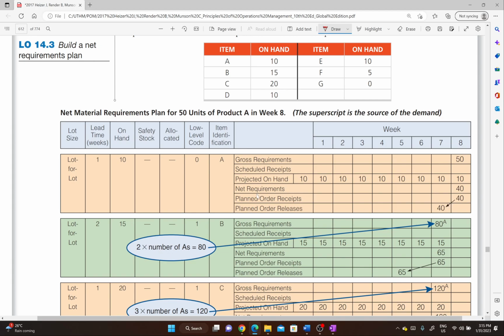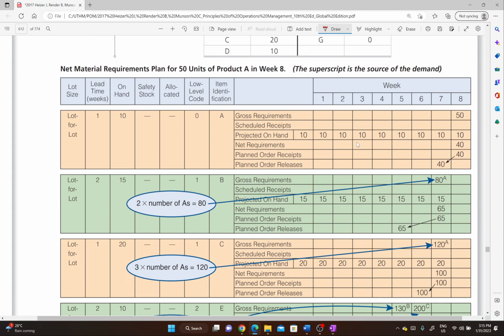Okay, so you plan order receipt of 40. You need only 40, and then start assembly at week 7, only 40. Okay, now since you only need 40 here, remember we have to multiply for us to get the requirement plan for B. Now it changes from the previous one.